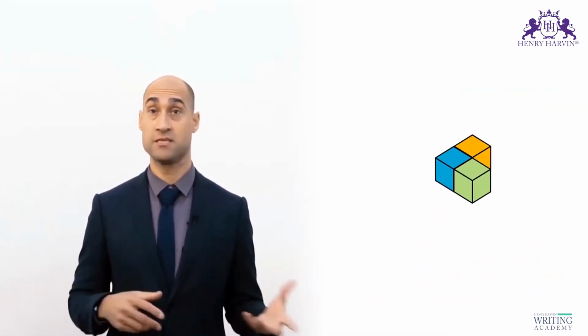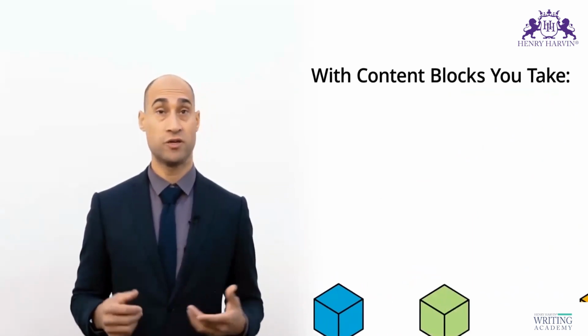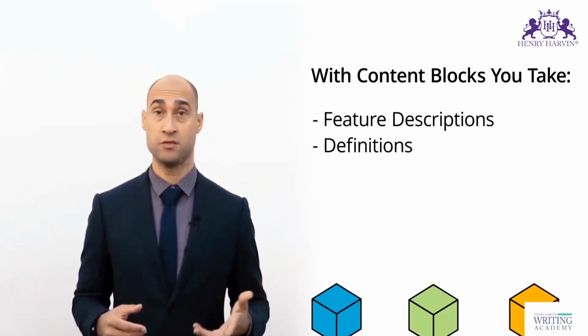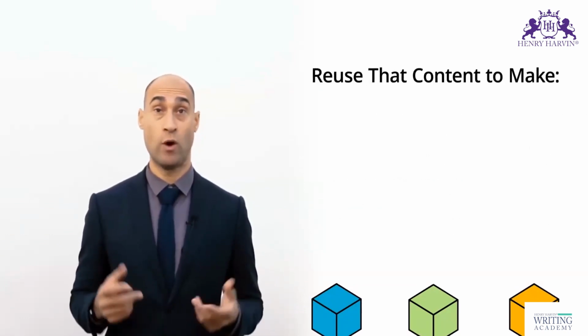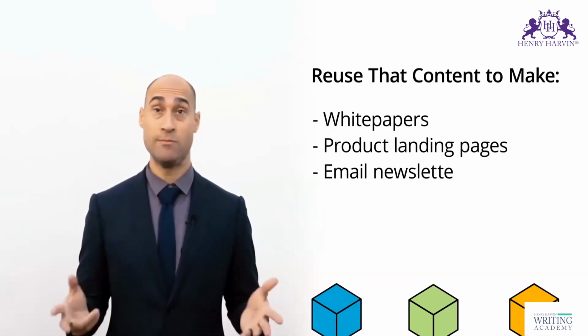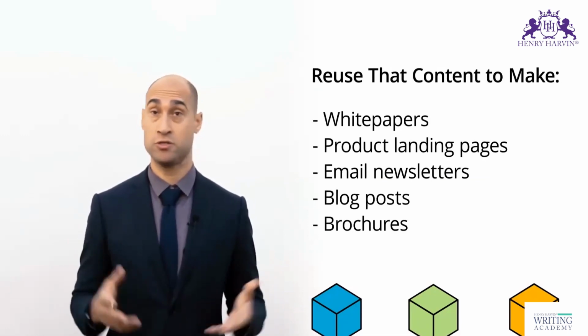When you structure content, each container is a block, which can contain content. You can make one deliverable from your blocks, but then you can easily pull it apart again to make something new. You can make one person a race car, and then use the same pieces to make someone else a helicopter. With content blocks, you could take feature descriptions, definitions, product names, calls to action, and more. And you could reuse those to make white papers, product landing pages, email newsletters, blog posts, brochures, documentation, or more. You can make all the blocks you want as long as they fit the standard.